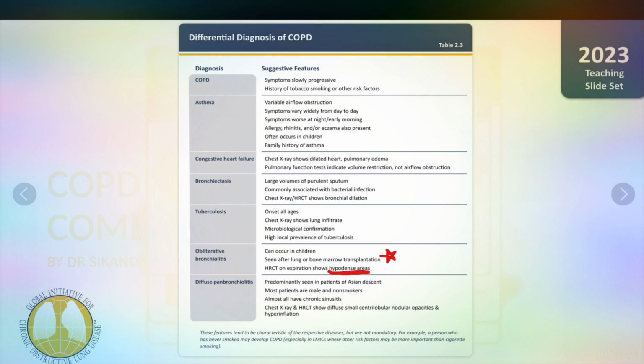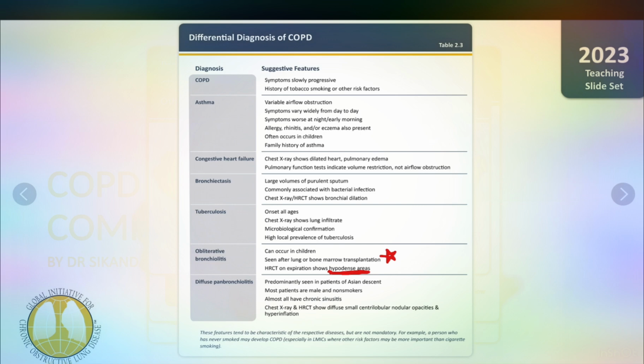Then comes diffuse panbronchiolitis, predominantly seen in patients of Asian descent. Most patients are male and non-smokers. Almost all have chronic sinusitis. So all these patients used to have chronic sinusitis, and they are telling chest X-ray and HRCT show diffuse small centrilobular nodular opacities, and hyperinflation is there in diffuse panbronchiolitis.